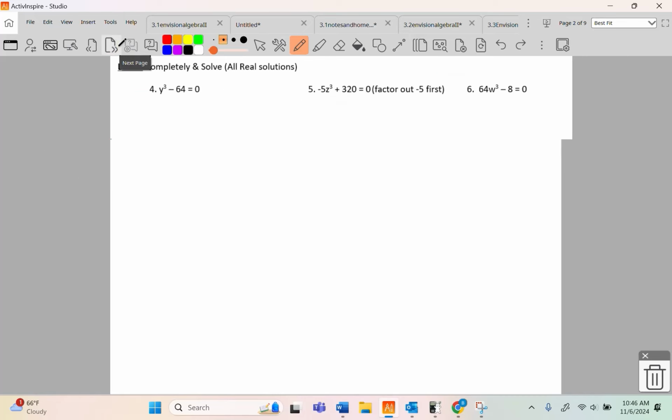Factoring and solving, I love this stuff. And I'll do 5, because it's got a little hint there. Factor out that -5 first. You do that because that makes the z cubed factor positive. And 5 enters 320 a certain number of times. I believe it's 64. And you pulled the negativity, right? So now it's a minus.